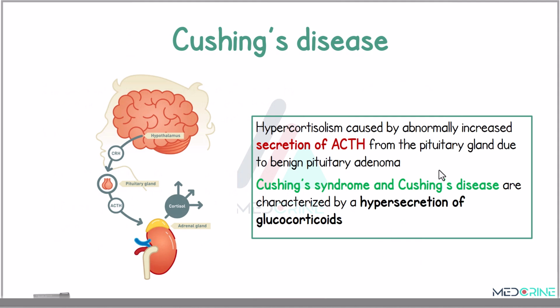Cushing's disease, on the other hand, is a specific type of hypercortisolism that is caused by an increased ACTH hormone secretion from the pituitary adenoma. This pituitary adenoma is usually of benign origin. Both Cushing syndrome and Cushing disease involve the glucocorticoid hypersecretion, but the sources of these are different.